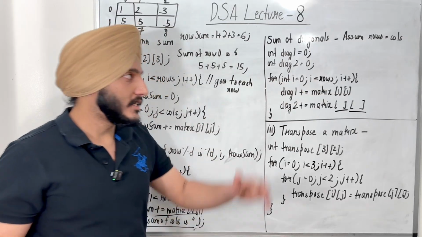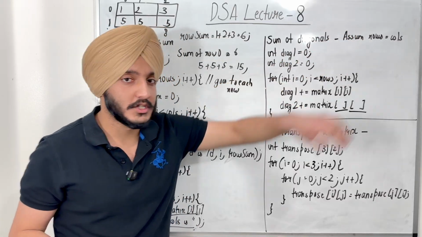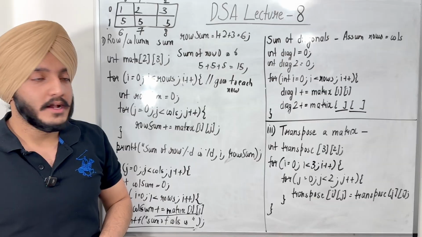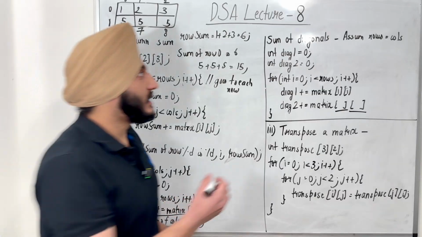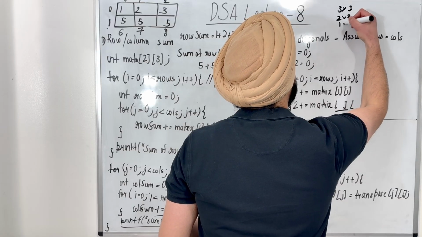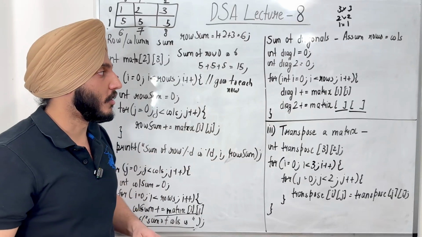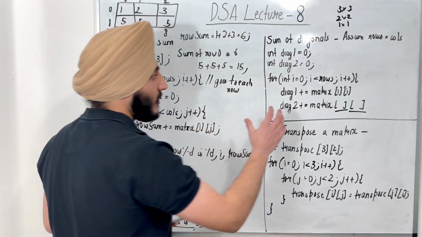How do we do it? Once again, one important thing is you need to assume that the number of rows is equal to the number of columns, meaning it's basically going to be either 3 by 3, 2 by 2, 1 by 1, something like this. But the number of rows is equal to the number of columns. So it's very simple to understand.